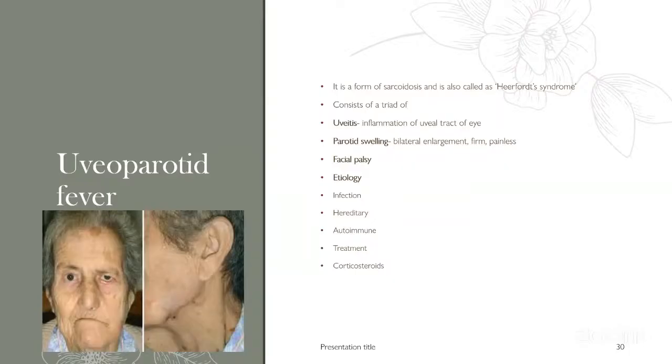The next condition is uveoparotid fever. It's a form of sarcoidosis. It's also called Heerfordt syndrome. So there's a triad of symptoms like uveitis, which is inflammation of the uveal tract of the eye, and parotid swelling, which is a bilateral enlargement. It's firm and painless, and there is facial palsy. So etiology includes infection, hereditary, and autoimmune factors. Treatment is by means of corticosteroids.